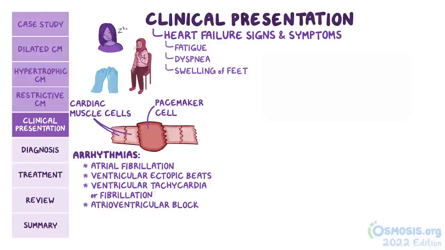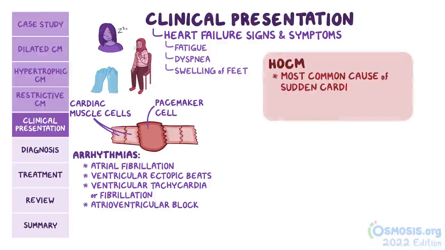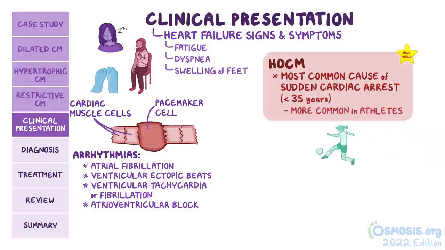Another high-yield fact is that specifically, hypertrophic obstructive cardiomyopathy is the most common cause of sudden cardiac death in people under 35 years, and is especially more common in athletes due to the development of ventricular arrhythmias. Another thing to bear in mind for hypertrophic obstructive cardiomyopathy is that due to the obstruction of the aortic outflow tract, perfusion of the brain can get low, so individuals can present with syncope, which is a transient loss of consciousness.